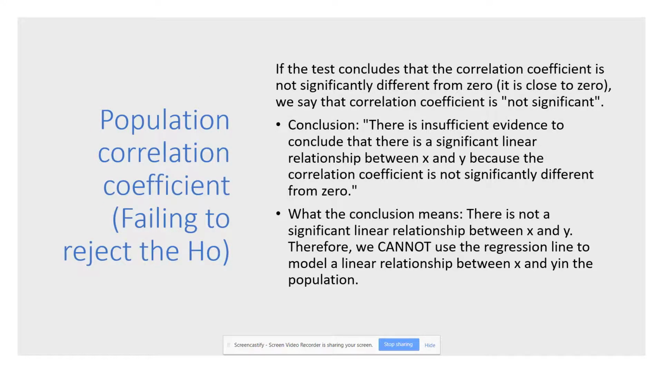All right, but what happens when there's no difference from 0? When it's not significant, you've got to say there's insufficient evidence to conclude that there is a significant linear relationship between x and y. So what does that mean? You cannot use that regression line and you can't predict anything.